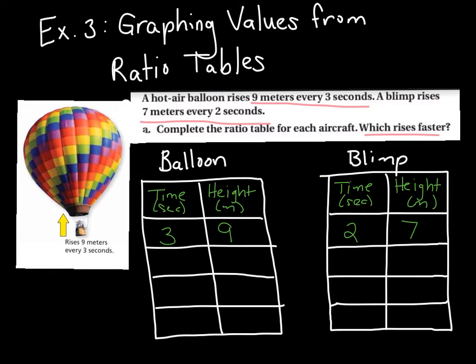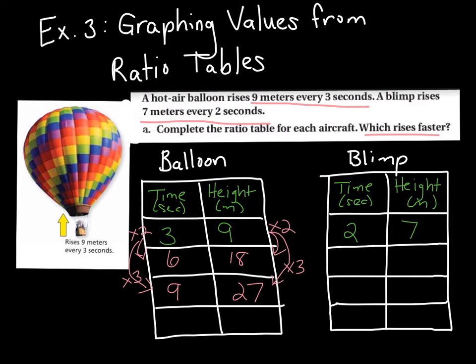The way we do that is by making equivalent ratios in each table, and we can do equivalent ratios lots of ways, but one of the easiest ways is to just multiply by the same number on each side of our ratio. So in this case, 9 times 2 would be 18, and 3 times 2 would be 6, and we would interpret that as the balloon is rising 18 meters in 6 seconds, and then we can just keep on going from that original ratio, and we can multiply by 3 this time. So 3 times 3 is 9, 9 times 3 is 27, so that would mean the balloon would rise 27 meters in 9 seconds.